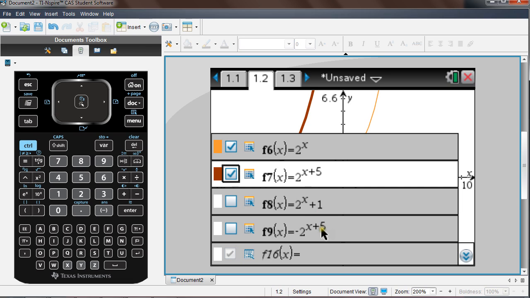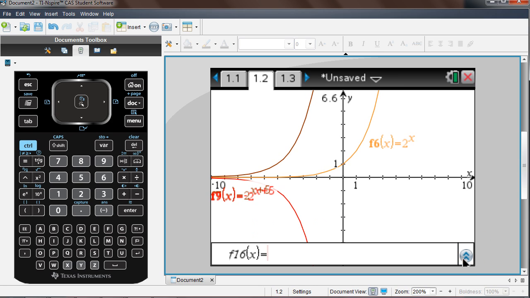Alright, so this one has this plus 5 up with x again. So that should still be 5 to the left. But now I have a negative out front. What does the negative do? Check your notes. Flips the graph upside down. So this should look just like the brown graph did, just upside down. That's in red. And sure enough, it's a mirror image.